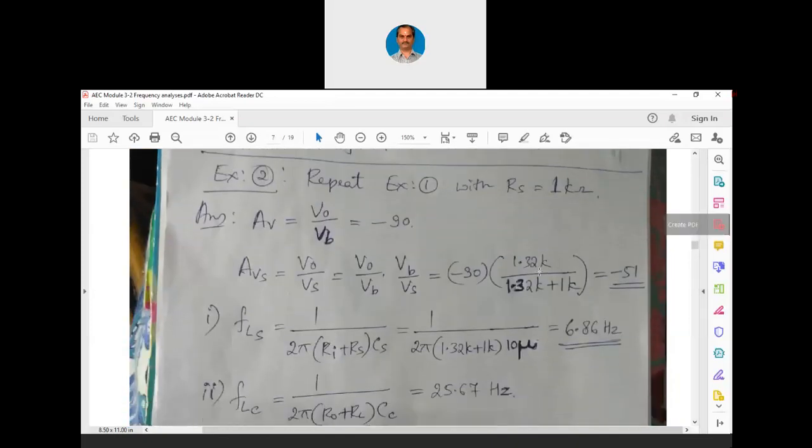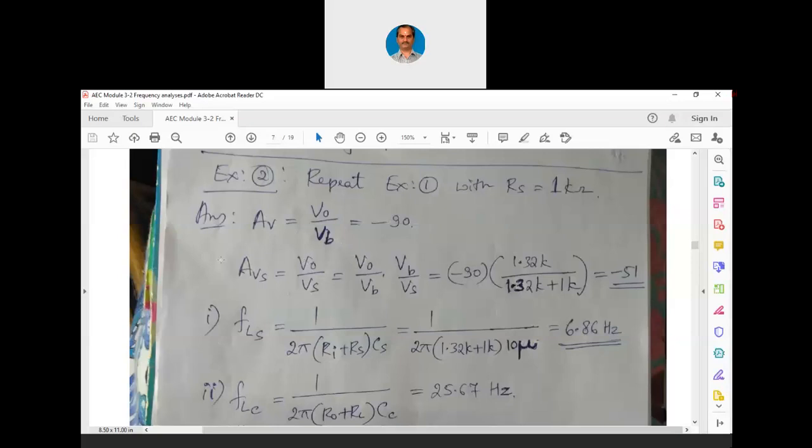Repeat exercise 1 with Rs equals 1 kilo ohms. It is the same exercise which was done yesterday. Only thing is, in series we have this 1 kilo ohms source resistance. So here AV, which is V0 by VB, is minus 90. AVS is now V0 by Vs.